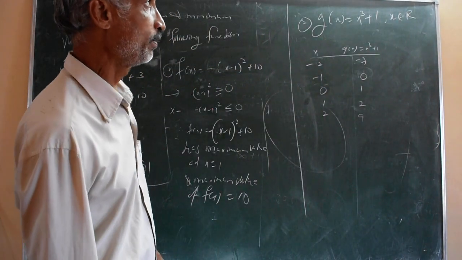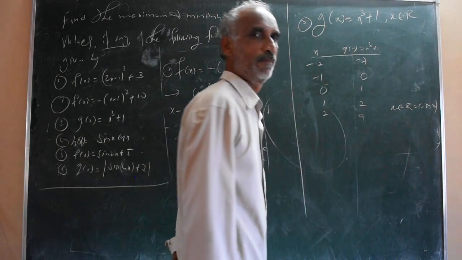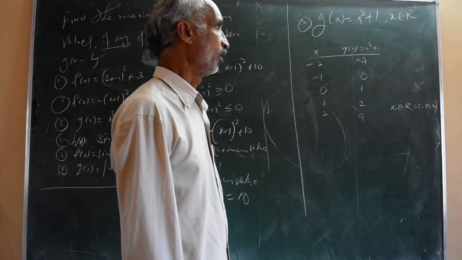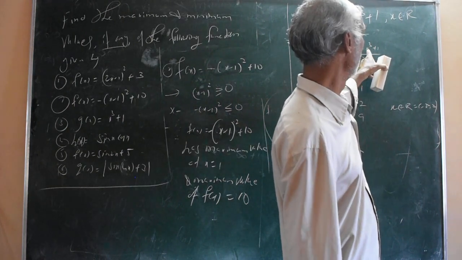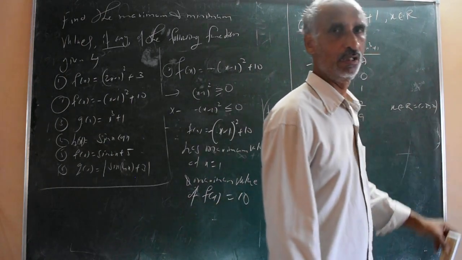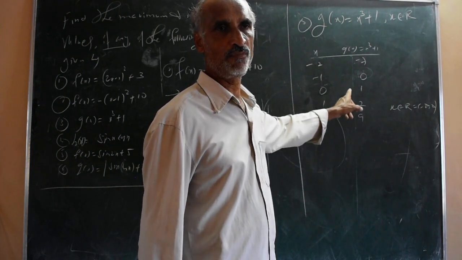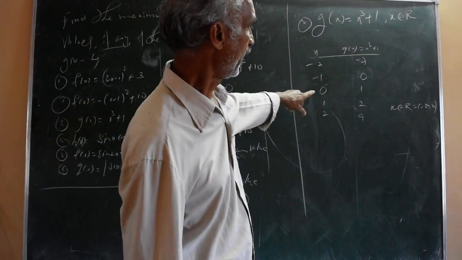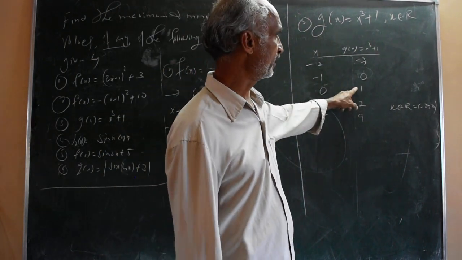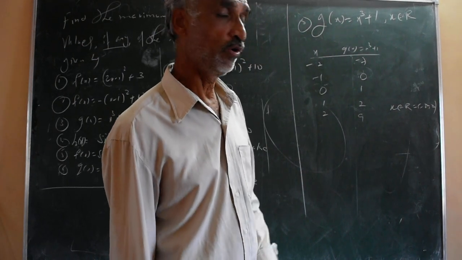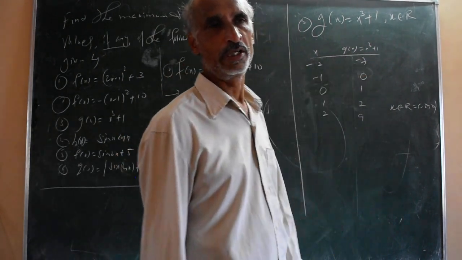So x belongs to R means x ranges from minus infinity to plus infinity. When x goes toward minus infinity, the function keeps decreasing. As x takes positive values, g of x becomes bigger and bigger. As x gradually increases from 0 to 1 to 2 like that, g of x also gradually increases. What is the maximum positive value? Infinity is not possible.